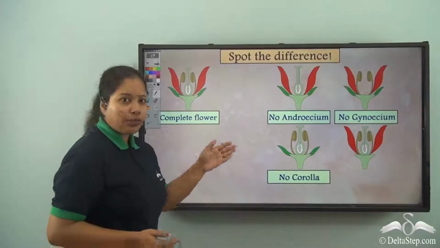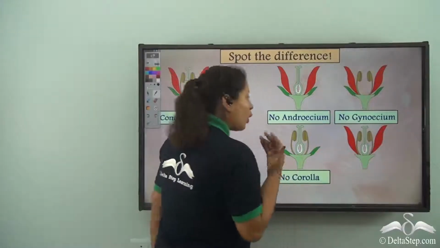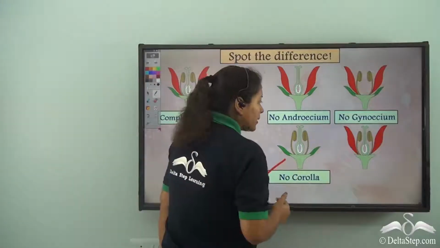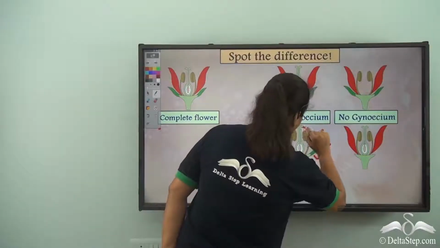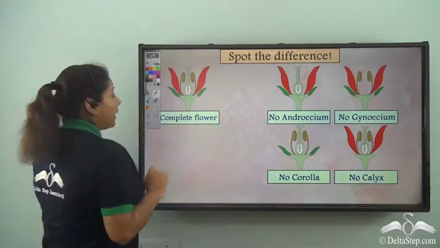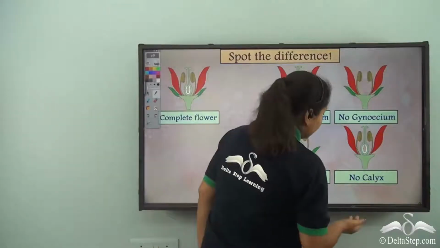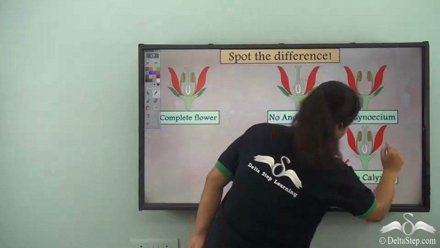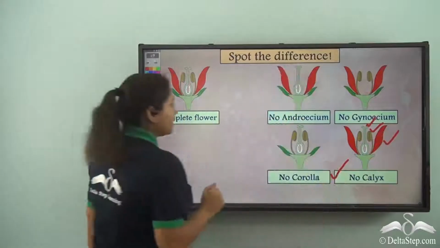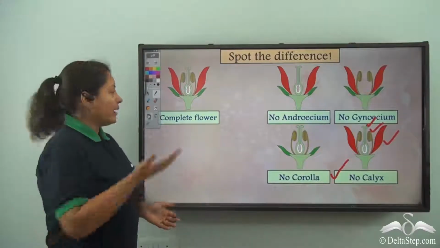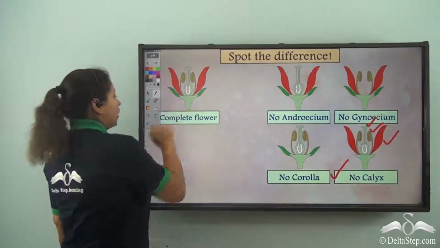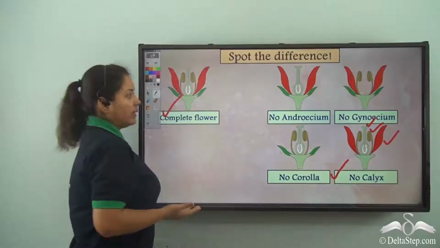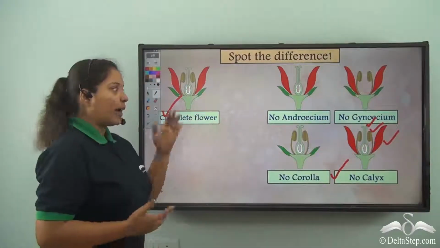Now, if you look over here in the third flower, there are also three parts, but there is no corolla. So what are the parts present? Calyx, androecium, gynoecium. And finally, in the fourth flower, we see there is no calyx. So what are the three parts present? The corolla, androecium and gynoecium. So if you see over here, this flower has got all the four whorls, whereas in all of these four flowers, there are three whorls and one missing.